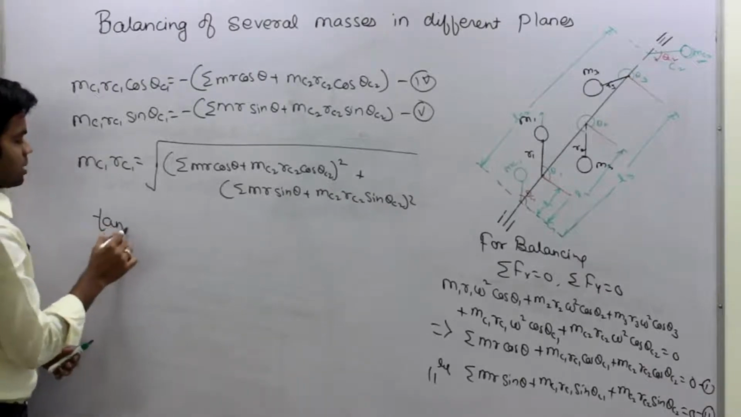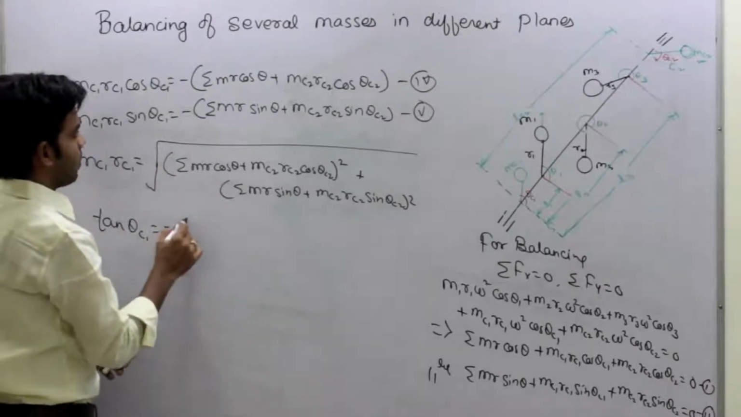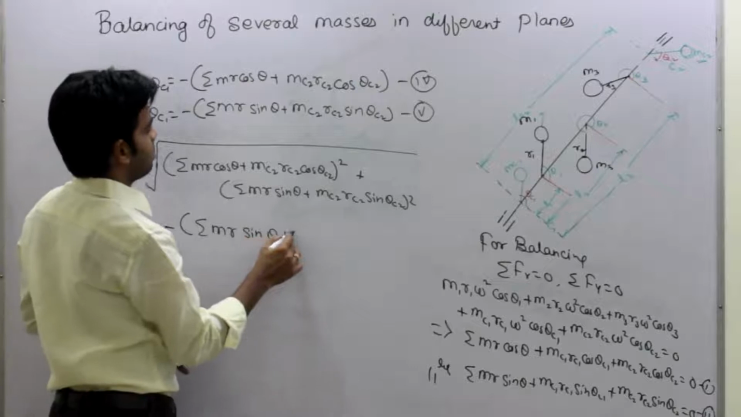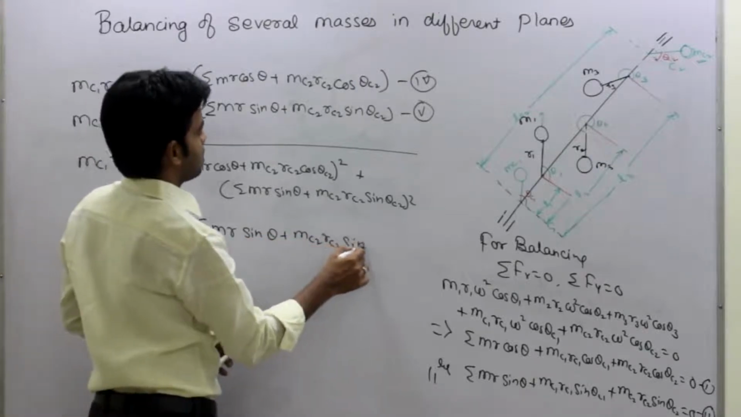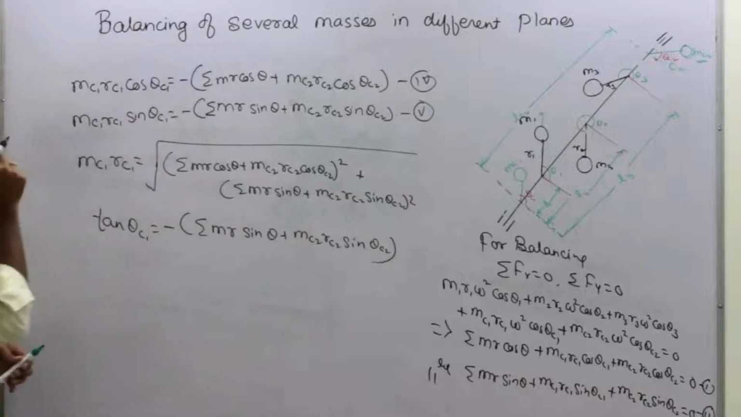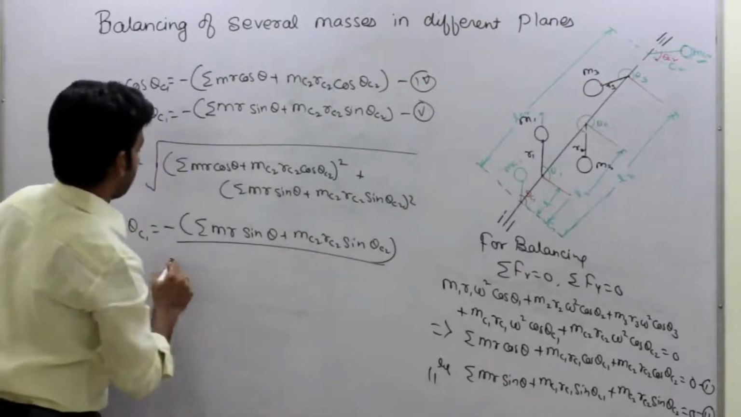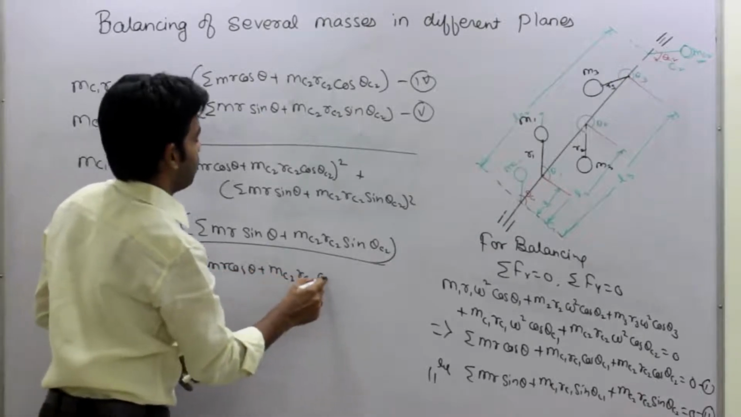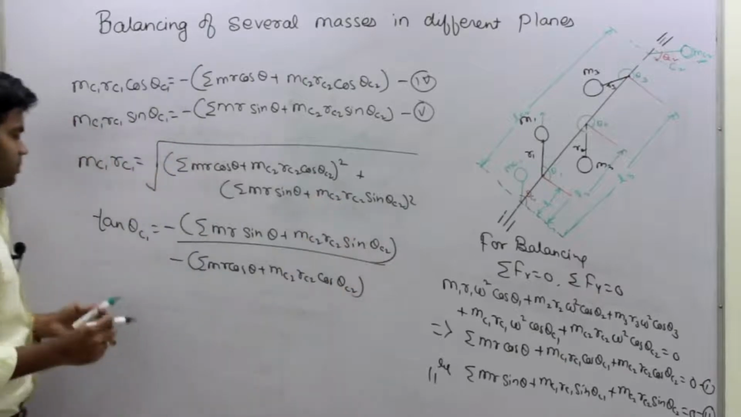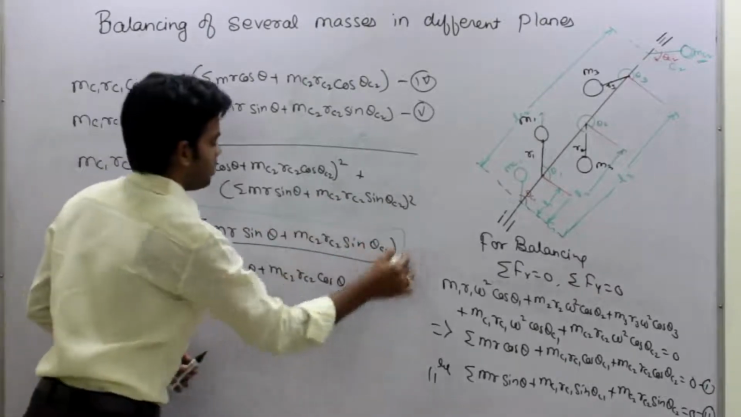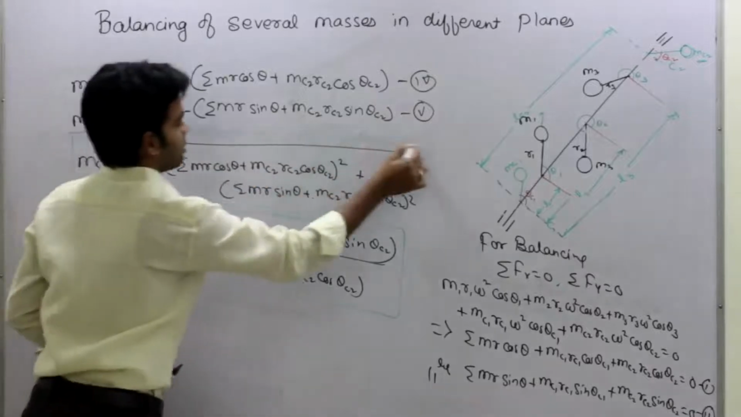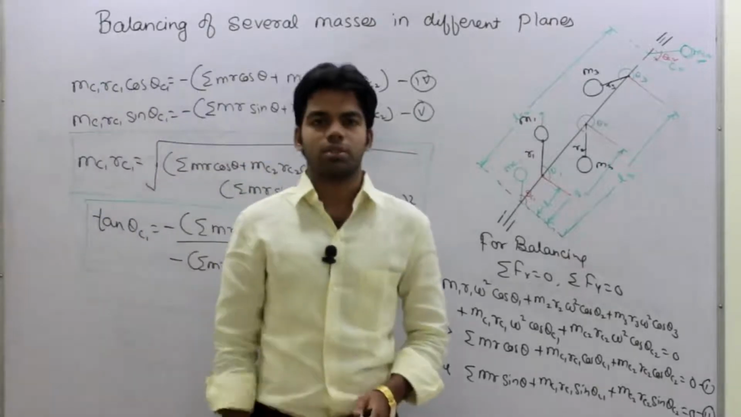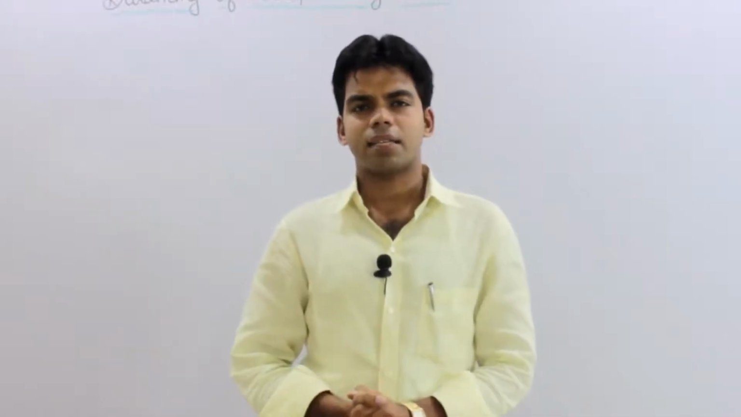Similarly, tan of theta C1 will be equal to minus of summation of MR sin theta plus MC2 RC2 sin theta C2, by dividing 5 by 4, divided by summation of MR cos theta plus MC2 RC2 cos of theta C2. That's it. Getting this now? So this is how we can determine these two masses analytically, MC1 RC1, tan theta C1, and MC2 RC2, tan theta C2. Getting this now?